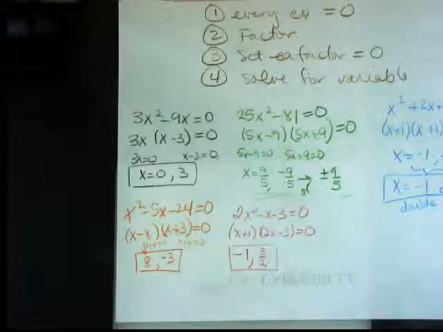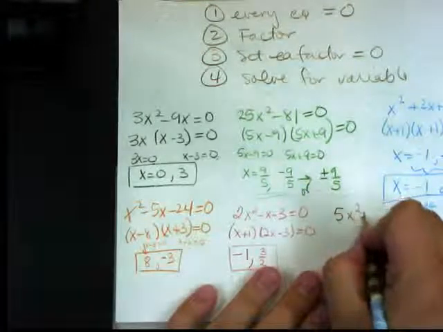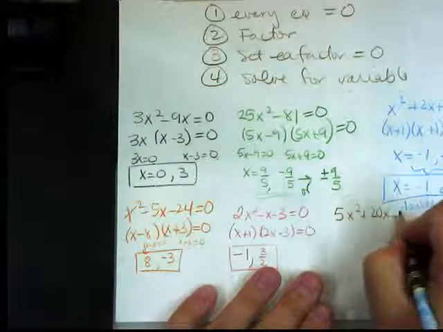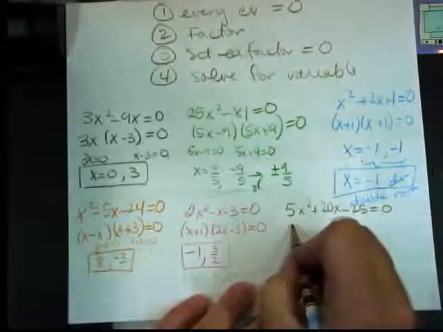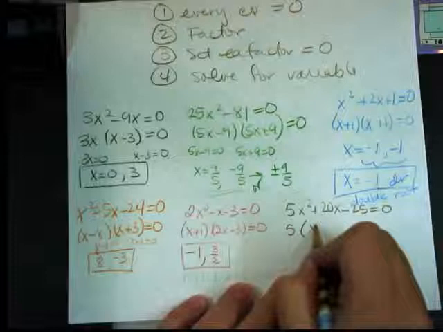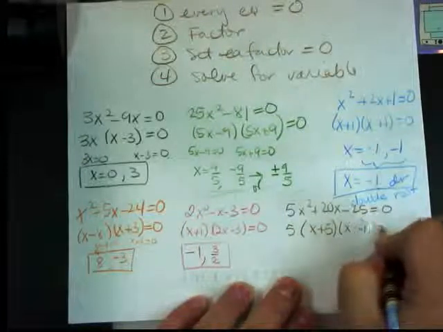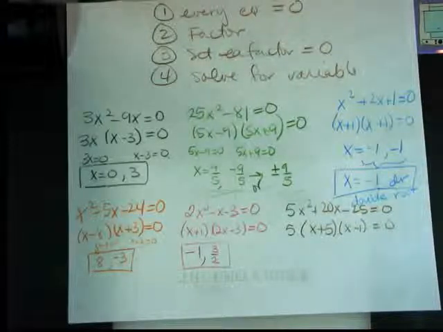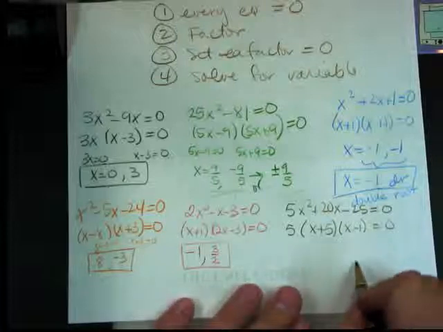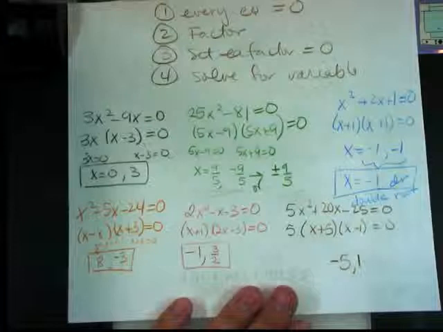Next one, 5x squared plus 20x minus 25 is 0. When we factored this, we had a GCF of 5, a factor of x plus 5, and a factor of x minus 1. Now with the two parentheses, we really don't have too many problems. This one's going to give me a solution of 1. This one's going to give me a solution of -5.